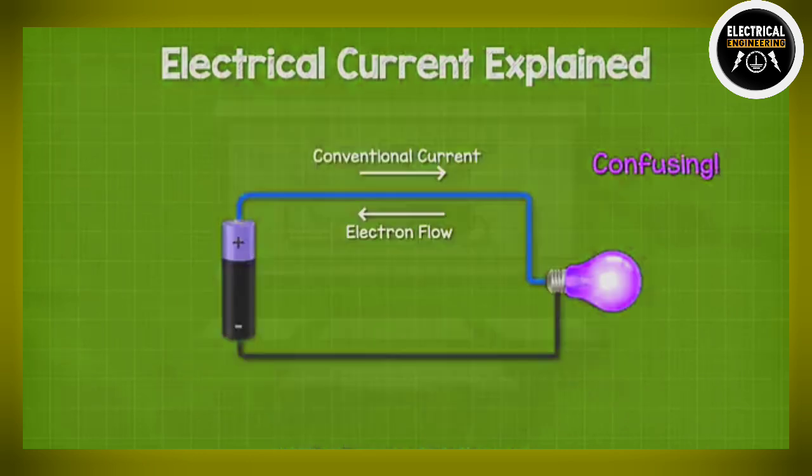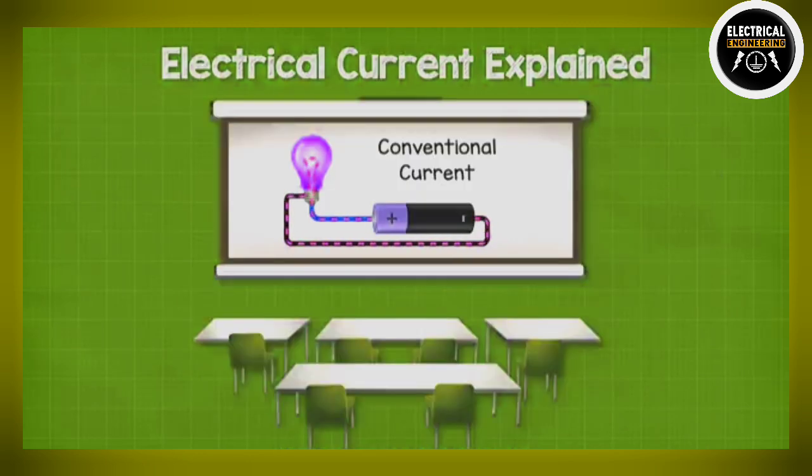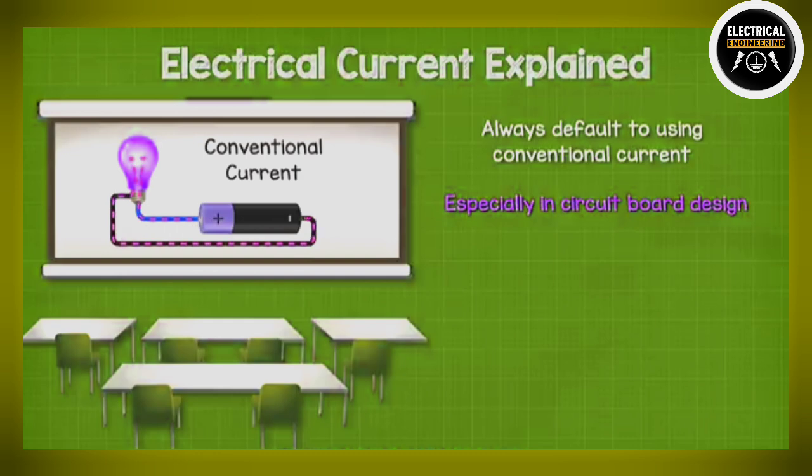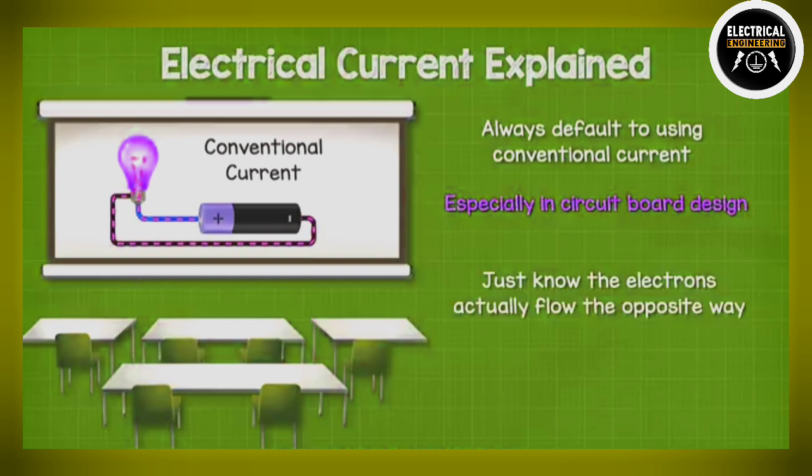Some books might show you both. So you need to remember that whenever we talk about electricity, or whenever we design a circuit or even look at an electrical circuit drawing, we always default and assume conventional current is occurring. But engineers and scientists know that the electrons are actually flowing the other way.